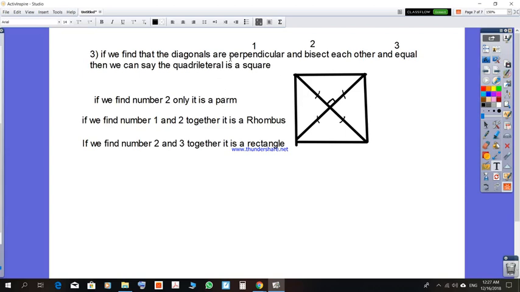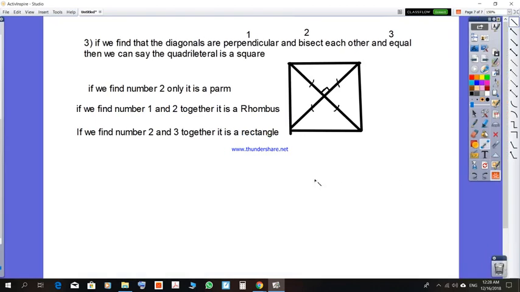To collect, that means collect what? Diagonals perpendicular. Diagonals bisect each other. Diagonals are equal. All of these rules at the same time, then we can say that the quadrilateral is a square. Here, with respect to this one, we have another thing about them.